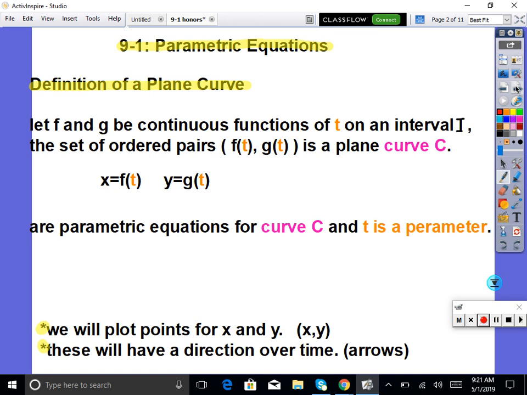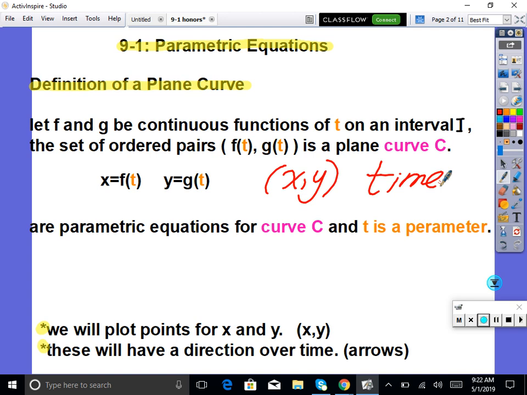Now it says the set of ordered pairs f of t, g of t is the plane curve C, where x is f of t and y is g of t. These are the parametric equations for the curve C, and t is what's called a parameter. So basically, guys, we're just going to be graphing a bunch of x, y points, but we're going to be graphing them on an interval of time. We're going to start somewhere, and we're going to graph a certain way over time.